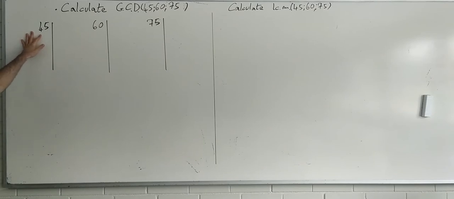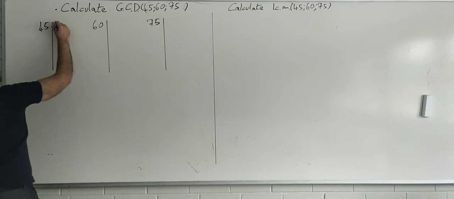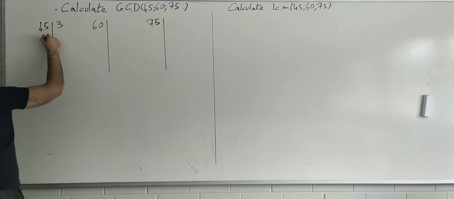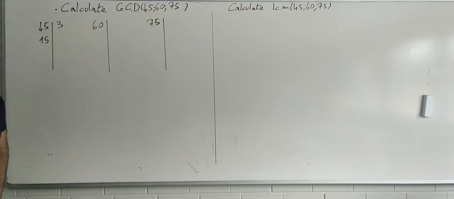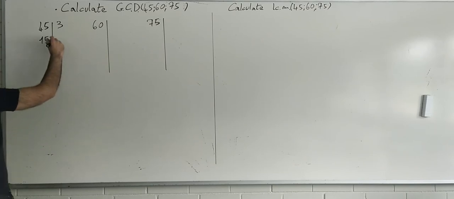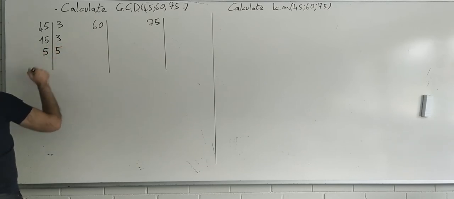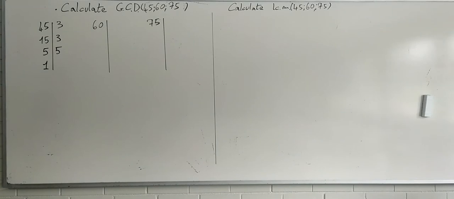It's not an even number, we cannot divide by 2. Let's see the sum of the digits. 4 plus 5 is 9. 9 is a multiple of 3, therefore we can divide this number by 3. 45 divided by 3 is 15. 15 is an easy multiple of 3. We have no trouble in knowing that it can be divided by 3. Result is 5. 5 is a prime number, can only be divided by 1 and itself, so that's what we're going to do. 5 divided by 5 is 1. Alright, we have factorized 45.